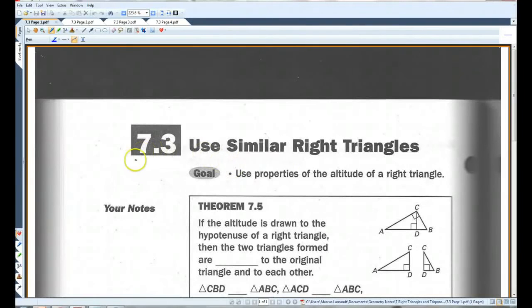Alright, if you guys could please turn to the page in your notes that looks like this. 7.3, use similar right triangles. Okay.